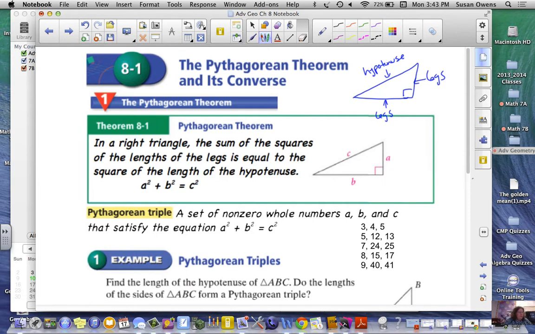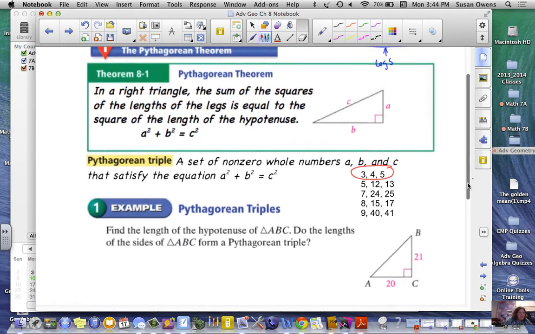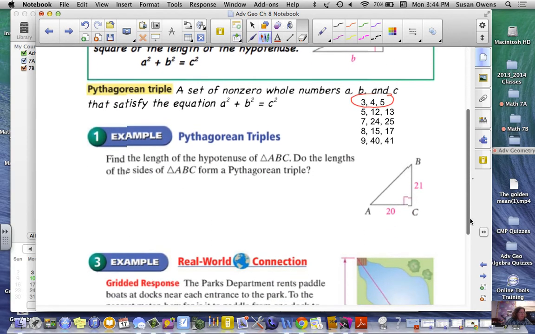9, 40, 41. I highly recommend that you know 3 of these, and you can't say like 3, 4, 5, and then 6, 8, 10. You can always take any of these and multiply each number by a factor and you can get a Pythagorean triple. So if I multiply 3, 4, 5 by 2, I get 6, 8, 10. That's a Pythagorean triple, but it's not considered a different Pythagorean triple. It's considered a 3, 4, 5 doubled. Okay, so I highly recommend you know 3 of these unique ones, not multipliers.